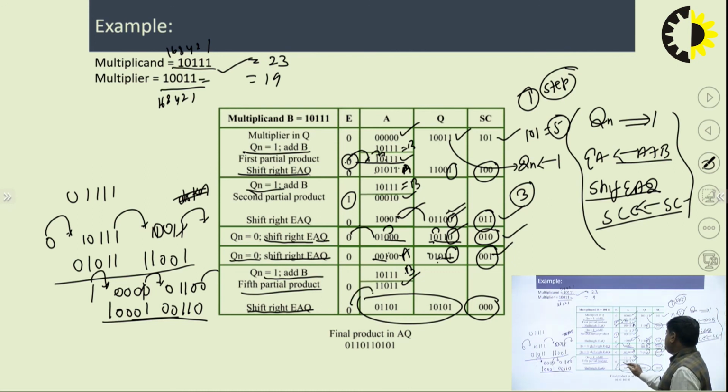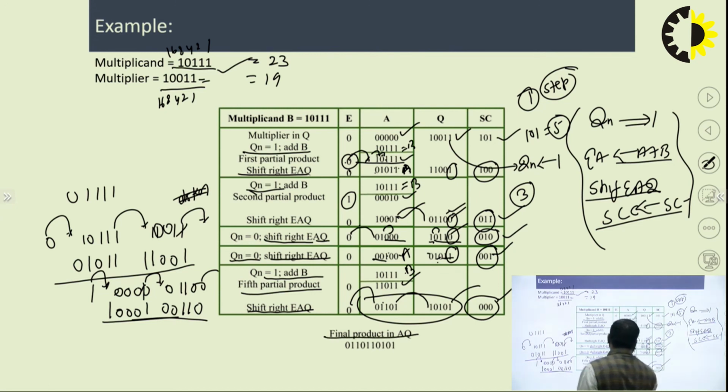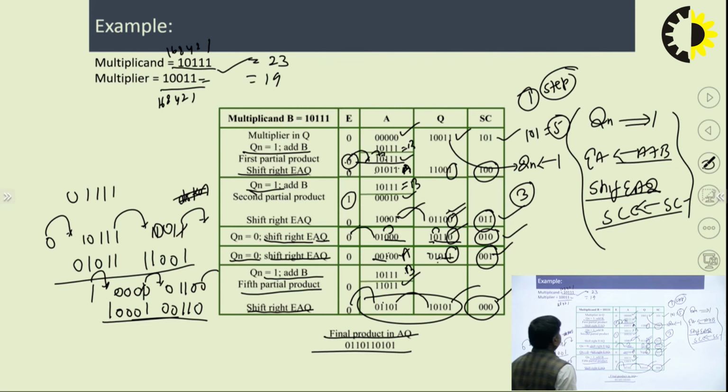Now this 0 is shifting from here, and this 1 is shifting from here, and similarly this last one is shifting from here. Now 1 0 0 and this last bit are shifting and SC is equal to SC minus 1. 1 minus 1 is 0. If SC is equal to 0, what is the procedure? End the process and the result is stored in A and Q. Now the final product is in A and Q, or now this is your final answer.